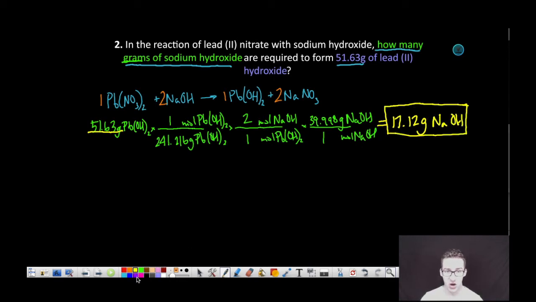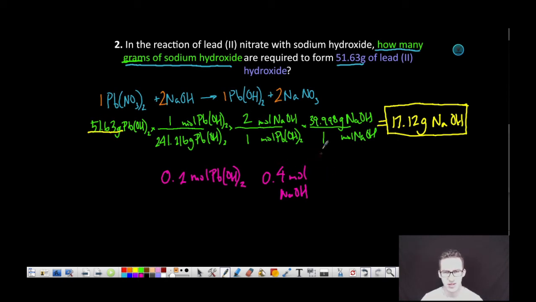All right, and lastly, it's always a good idea to think about how you could solve this problem via estimation. And again, you can do some pretty rough estimation and still get some reasonable answers here. As we take a look at the amount of lead 2 hydroxide we have, that amount is roughly 1/5 of a mole of lead 2 hydroxide, roughly. Which means that we would have needed to start with 0.4 moles of sodium hydroxide, twice as much.